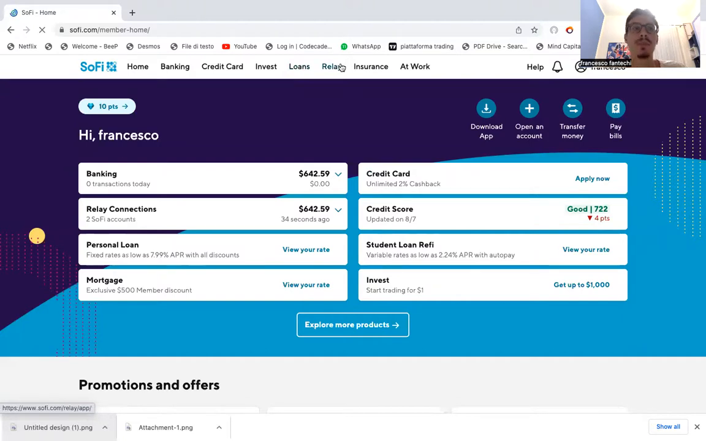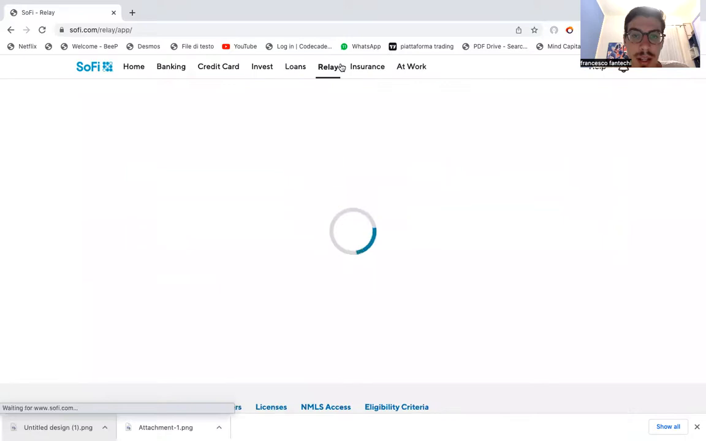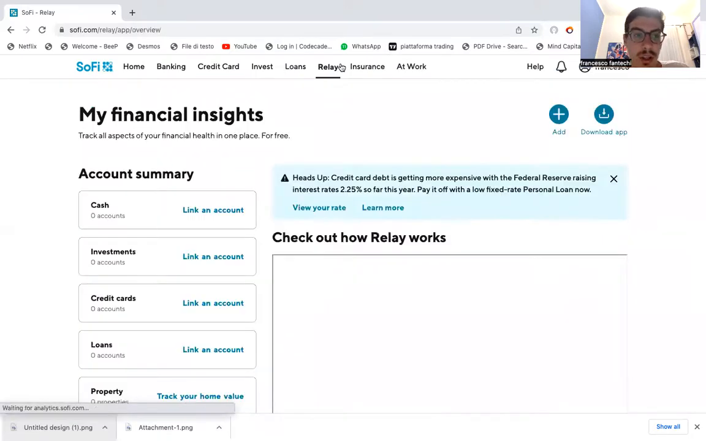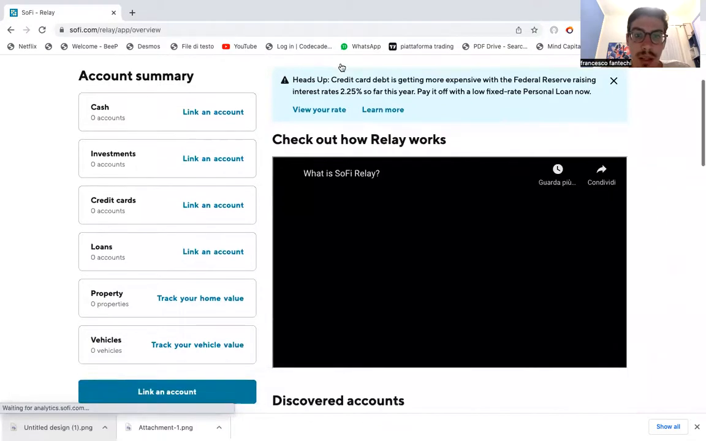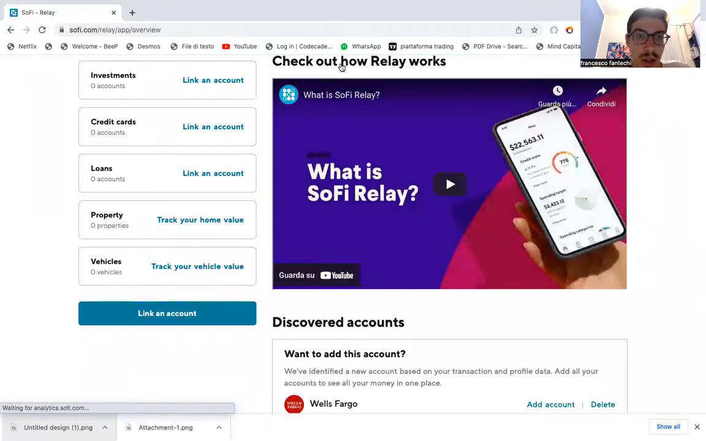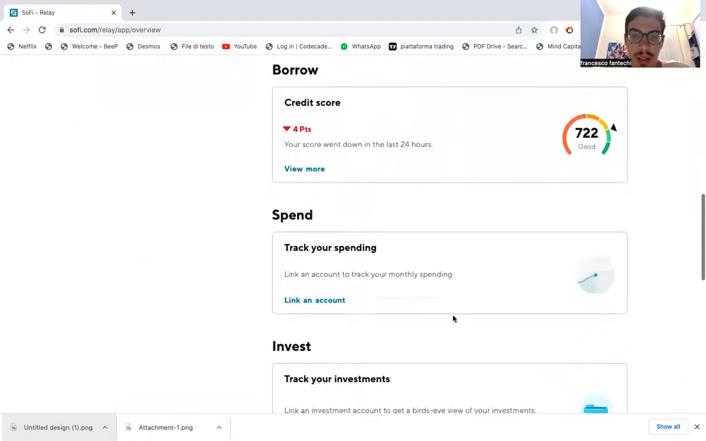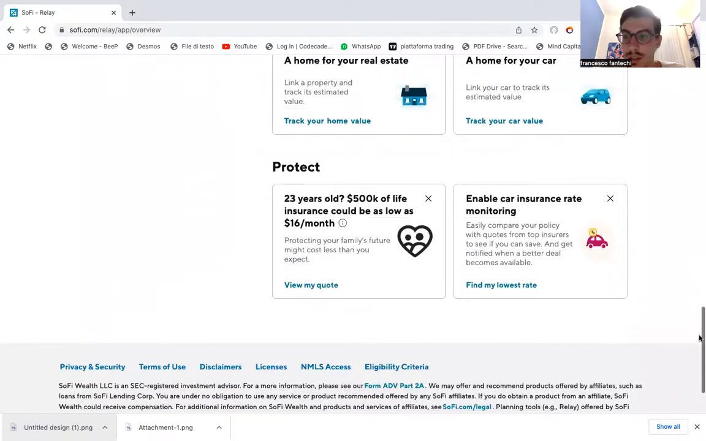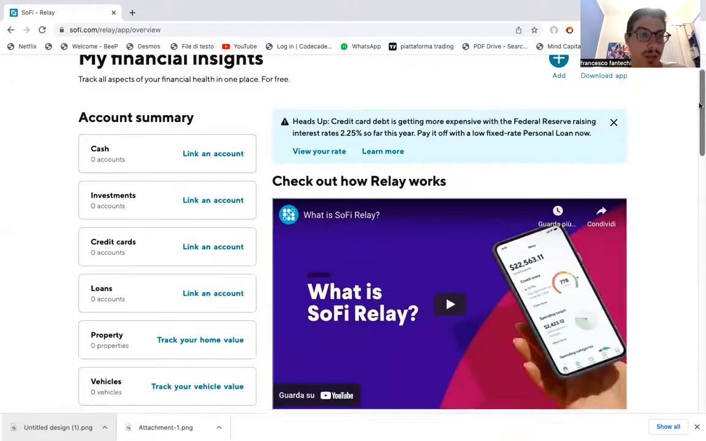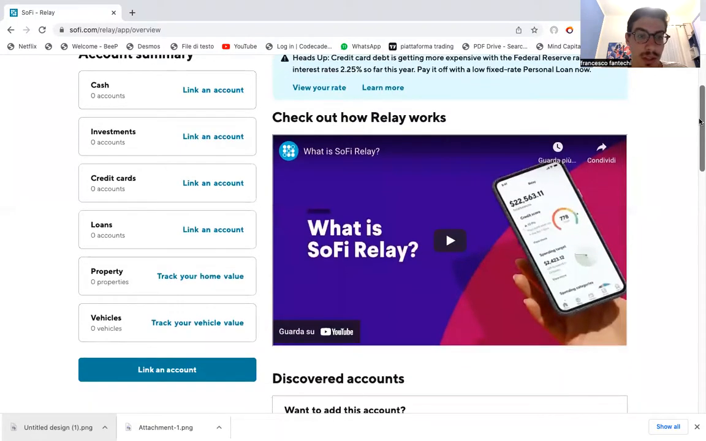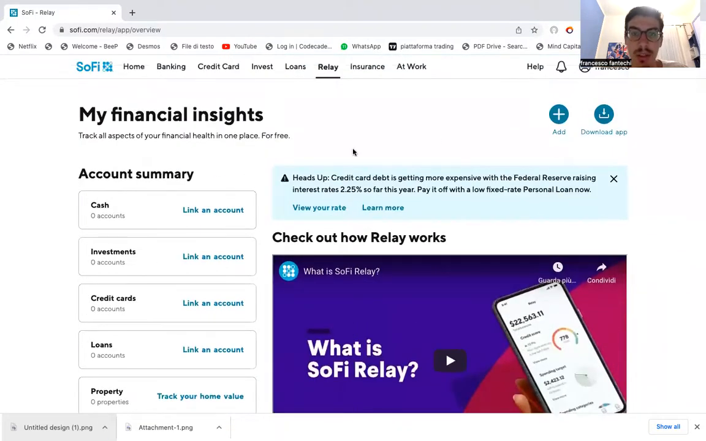Then you have Relay. Relay is basically another section of SoFi technology in which you can watch what precisely is SoFi Relay, but generally speaking, it is the idea of having all together in a single place: cash account, investment account, credit cards, loans, properties, vehicles, and so on and so forth. As you can see here, SoFi technology also gives us insights into what the Federal Reserve is doing in terms of interest rates.